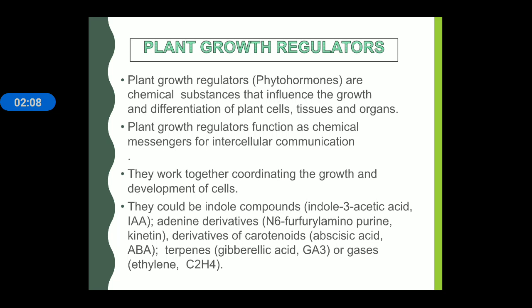So plant growth regulators are of different types or different derivatives. They may be indole compound, that is indole 3-acetic acid. They may be adenine derivative, that is cytokinin. They may be derivative of carotenoid, that is abscisic acid, or terpenes, gibberellic acid, or some plant growth regulators are gaseous in nature, that is ethylene.